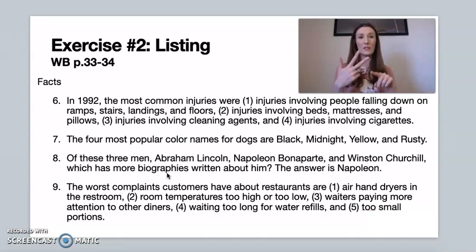Okay, so of these 3, who has more books written about him? Eyebrows up, because it's a rhetorical question. You put your 3 back, and then the answer is Napoleon. You point to number 2, Napoleon. Okay, that would be how you list them first.